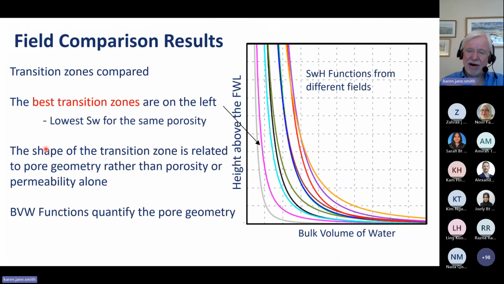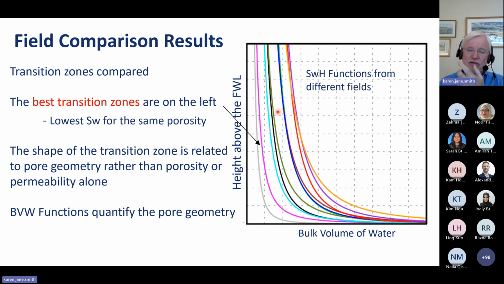So let us compare the results from these fields. We're comparing the transition zones, how the bottom water changes with height. Now, if you have an ideal field, what does an ideal field look like? An ideal field would be of high porosity, because that would mean there'd be lots of pore space for the hydrocarbon. An ideal field would have very high permeability, because that is the conduit to flow of the hydrocarbon to the wellbore. But also an ideal field would have an SWI function towards the left here, like the gray one.